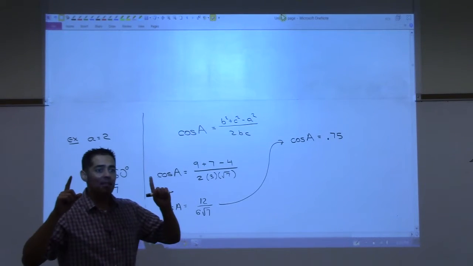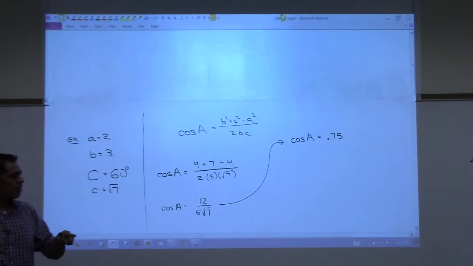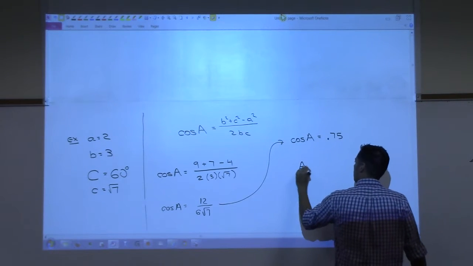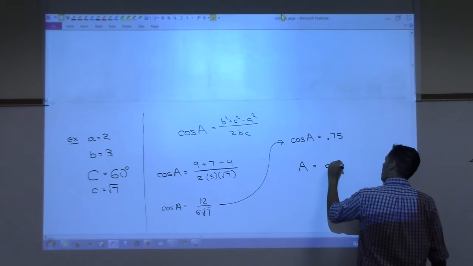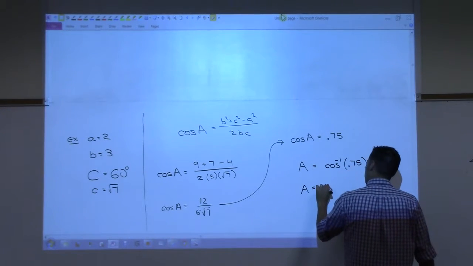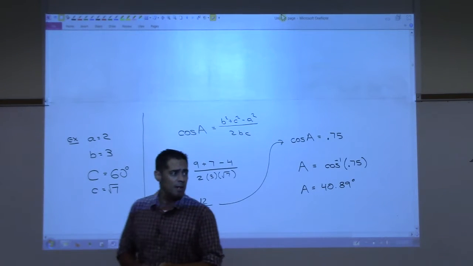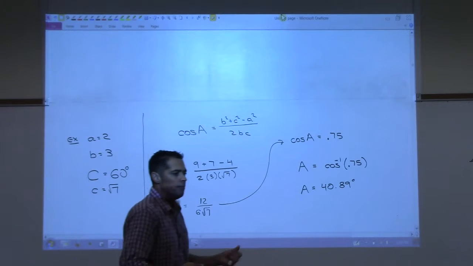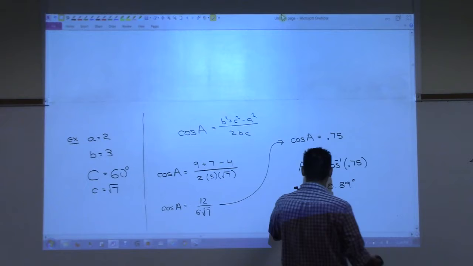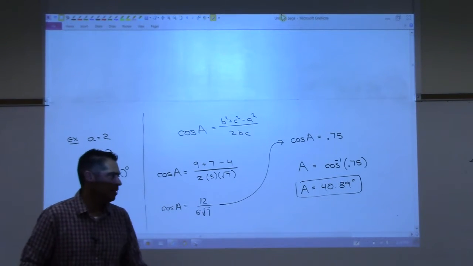All right, to get capital A now, arc cosine. Do arc cosine right now. And what do you get? Arc cosine of 0.75, and what do you have? 40.89. That look familiar? It's a little off, isn't it? Because we've had some rounding here. 41? Yeah, 41. All right. Look, let's just go with this. Pretty close to 41, right? These are rounding errors.